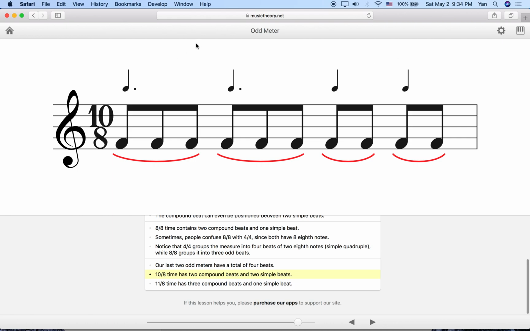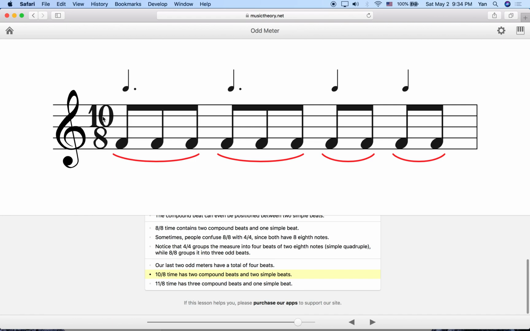And that would feel like 1 and 2 and 3 and 4 and 1 and 2 and 3 and 4 and. Now you notice that feel is exactly the same as if we did 5/8. Because if you notice before, when we did 5, we did 1 and 2 and 1 and 2 and. So we're usually not going to group it that way for that very reason, because that gives us the same meter, the same feel. But this time, we would have 4 beats.